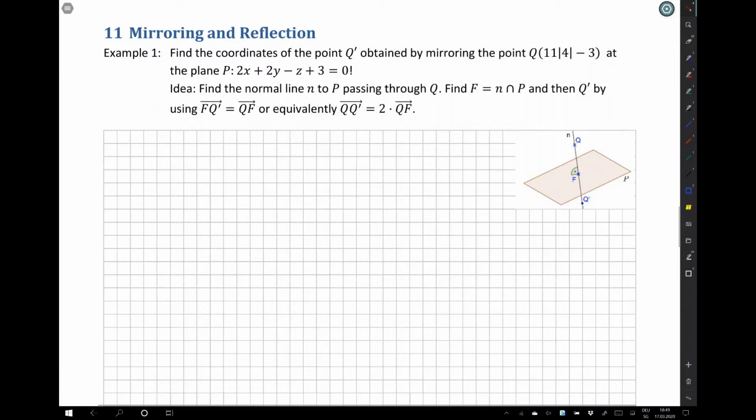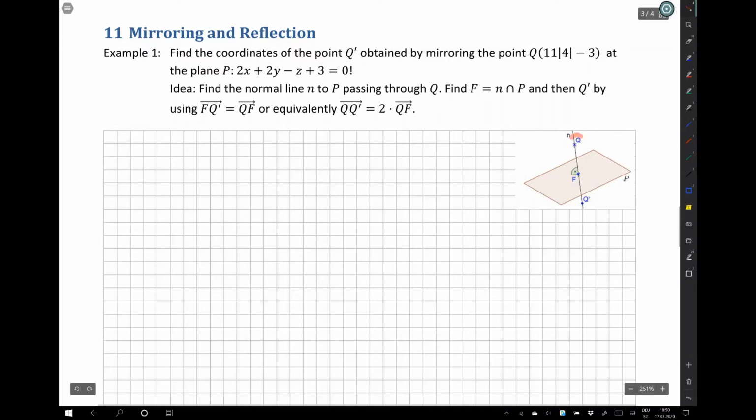In this chapter, we deal with the task of mirroring and reflection. And we start with the task that we're given a point Q and a plane P, and we want to mirror this point at the plane. This is actually the basic task in this whole chapter. We will need it for all the rest of the reflections as well.